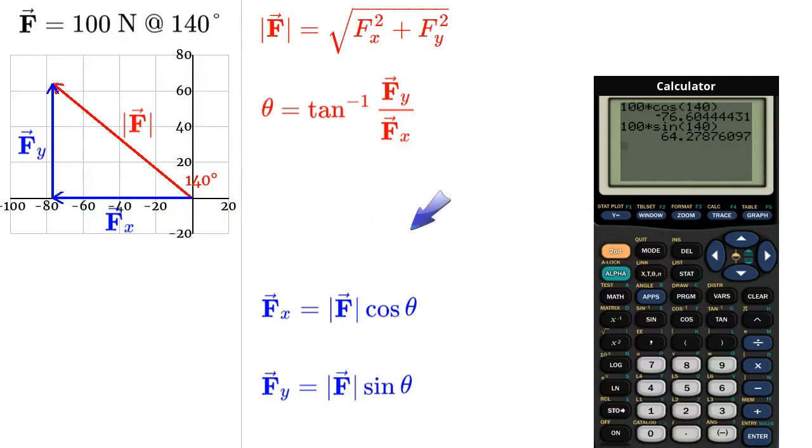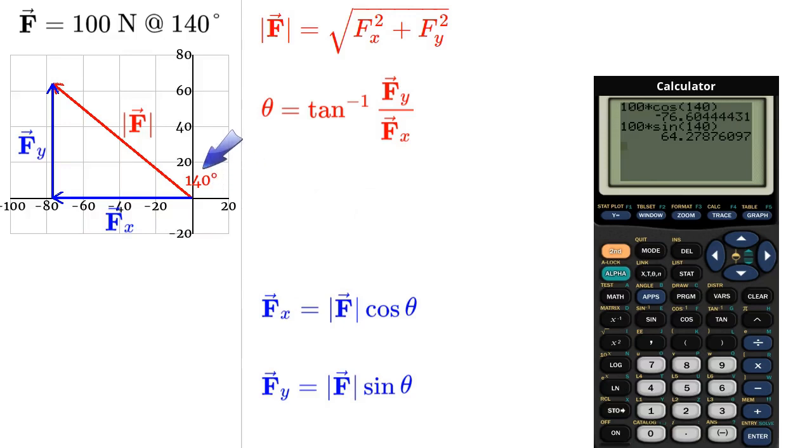If the numbers you're getting on your calculator are way different from what you estimated based on your vector diagram, most likely your calculator is in radian mode. Because we're doing trigonometric calculations like sine and cosine, double check that your calculator is in degree mode before doing any of these calculations.